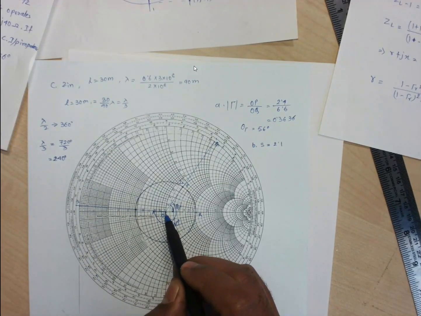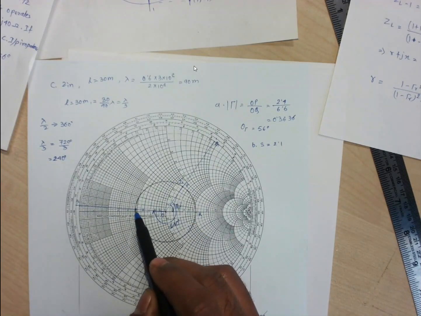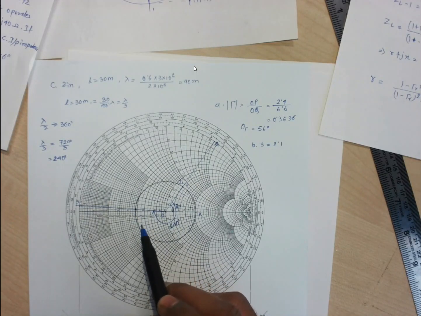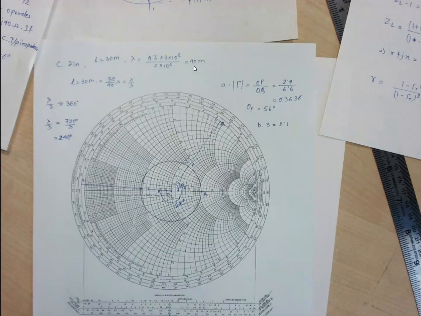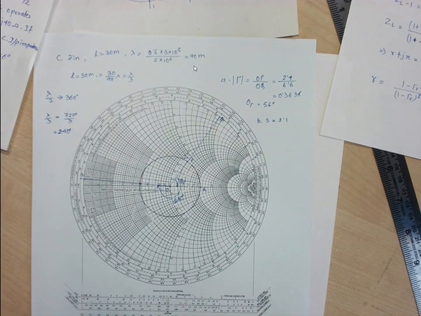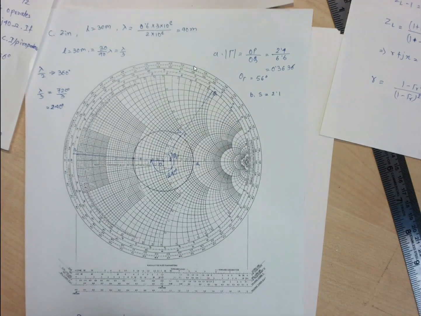When we join this point with the origin, this line intersects the S circle. At that intersecting point we note down the coordinate. That coordinate value gives you the normalized input impedance. By multiplying with the characteristic impedance, we can easily find the input impedance.